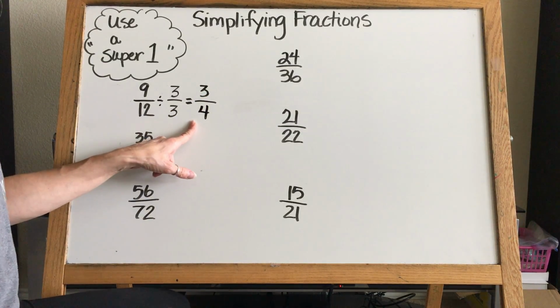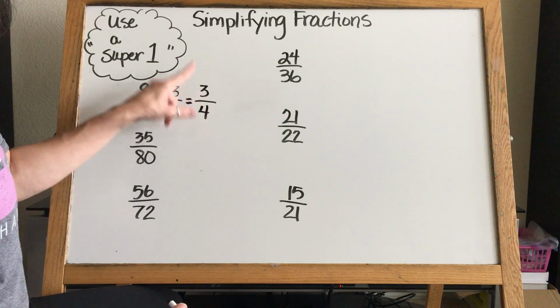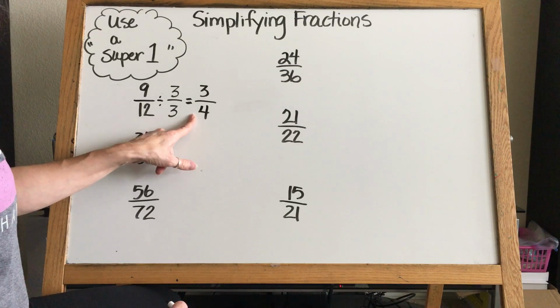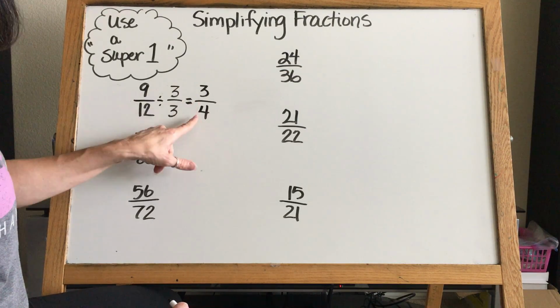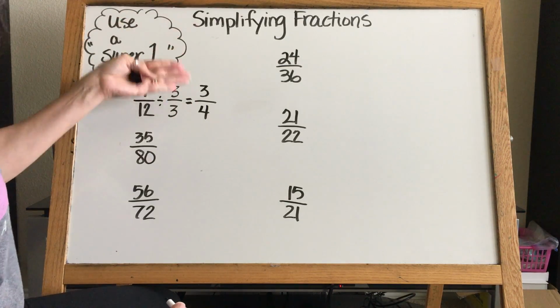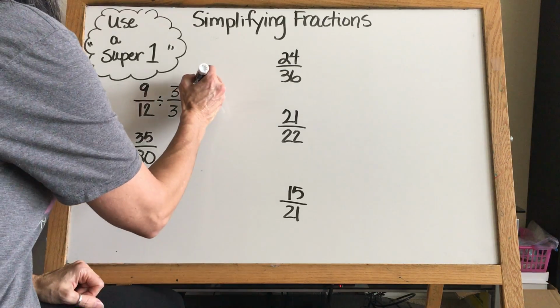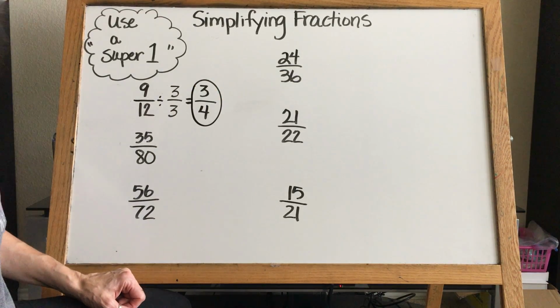Well, boys and girls, how do we know we're done? Yes, we're 1 away. So anytime your numerator is 1 away from your denominator, if you're counting, you say 1, 2, 3, 4. If it's 1 away, you know you're finished. You cannot make a fraction lower than that right there, okay?